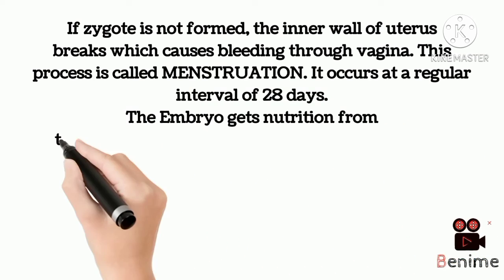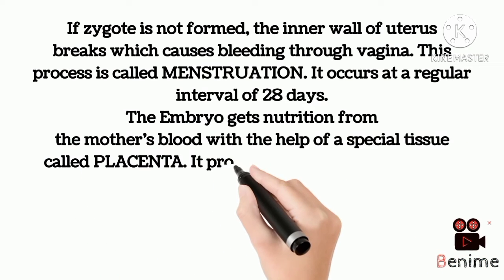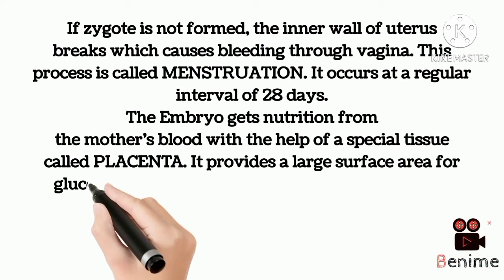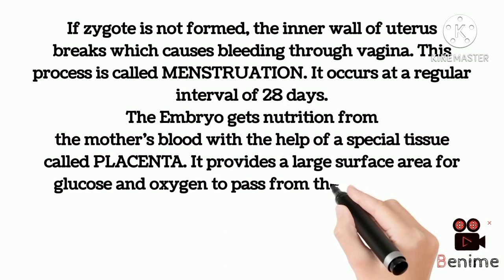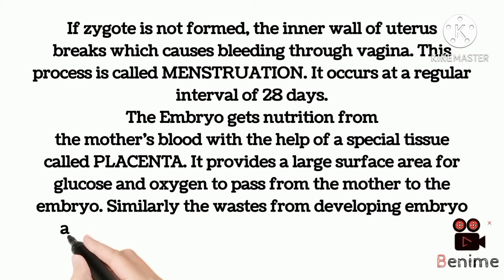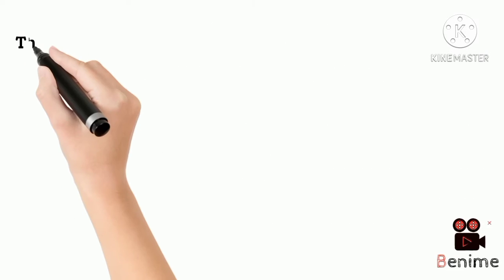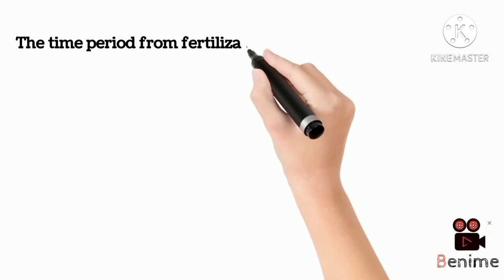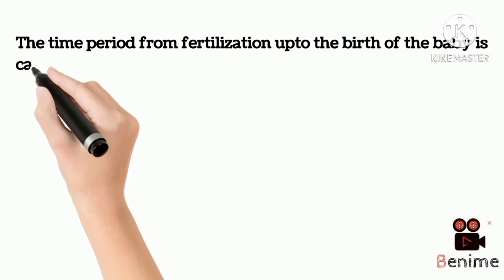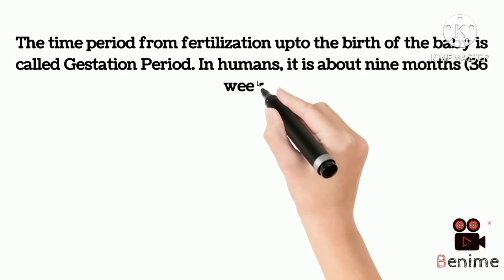The embryo gets nutrition from the mother's blood with the help of a special tissue called placenta. It provides a large surface area for glucose and oxygen to pass from the mother to the embryo. Similarly, the wastes from the developing embryo are removed to the mother's blood through the placenta. The time period from fertilization up to the birth of the baby is called the gestation period. In humans, it is about 9 months, 36 weeks.